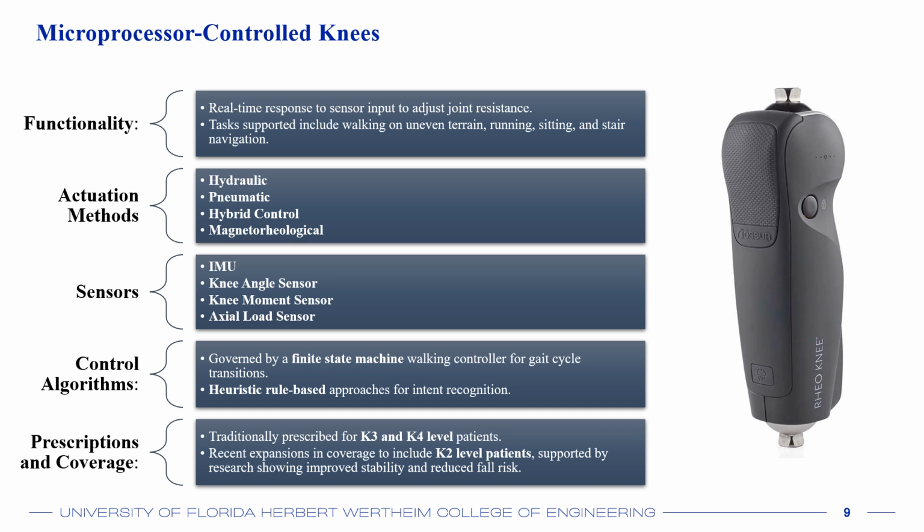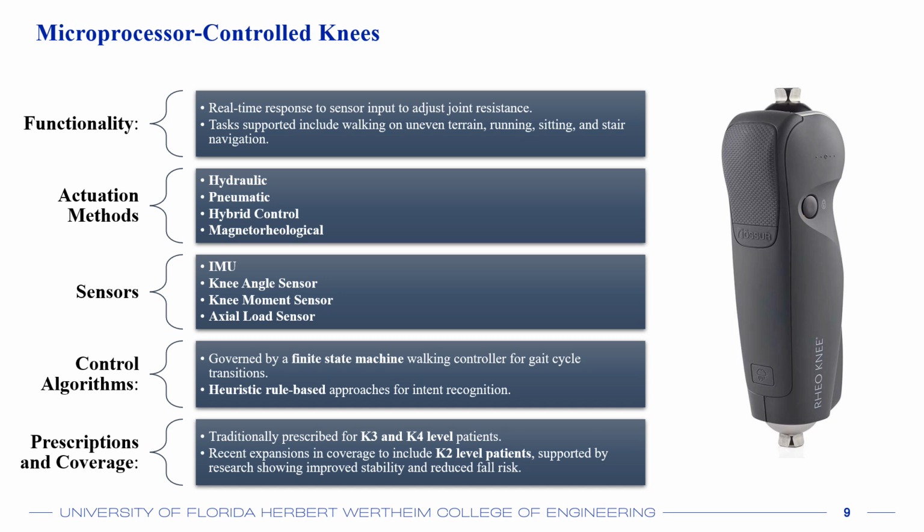All commercial modern MPKs typically contain an IMU, or inertial measurement unit, typically placed within the thigh or shank of the device, which helps to orient the device spatially. Additionally, a knee angle and knee moment sensor in conjunction with an axial load sensor are often present, and together these help to determine the dynamic conditions present to inform the control algorithm of the device.